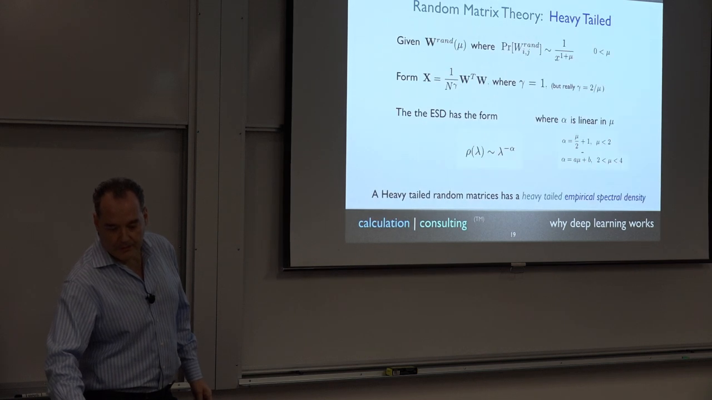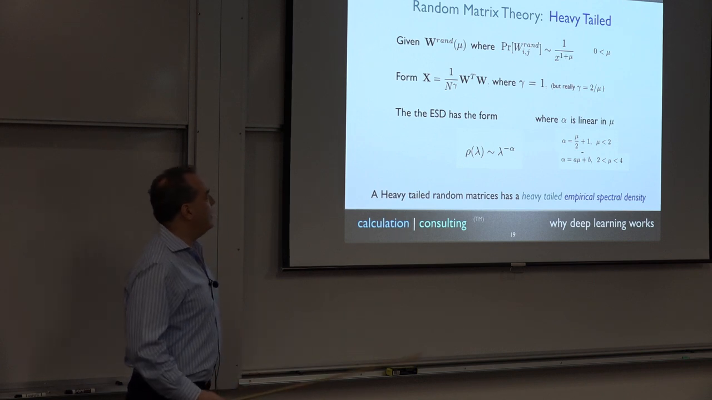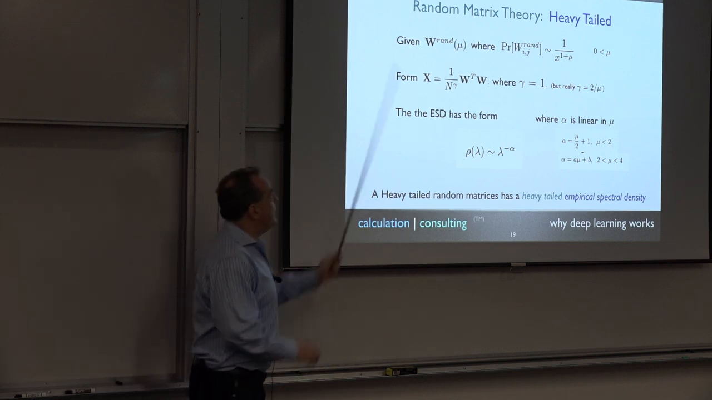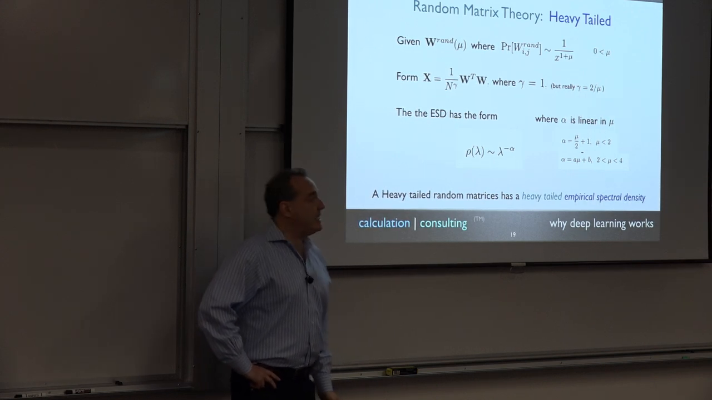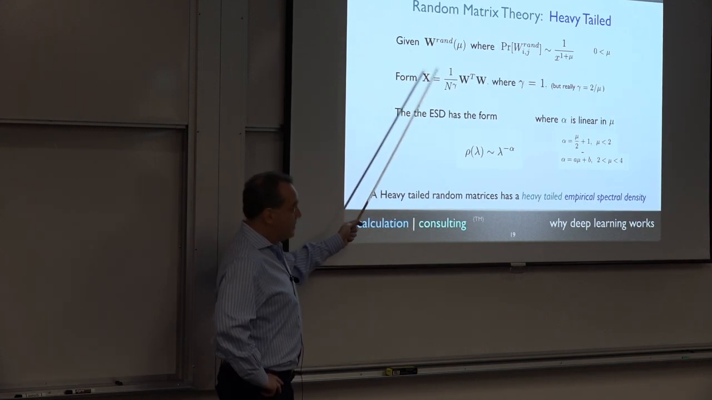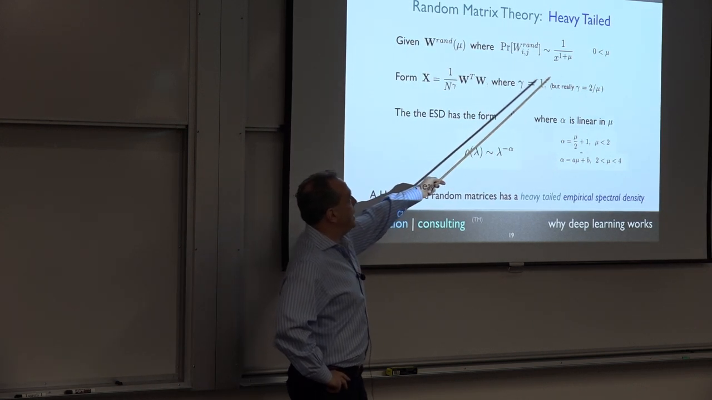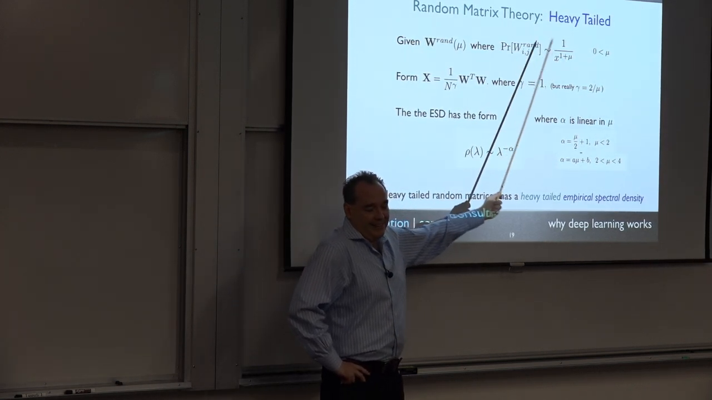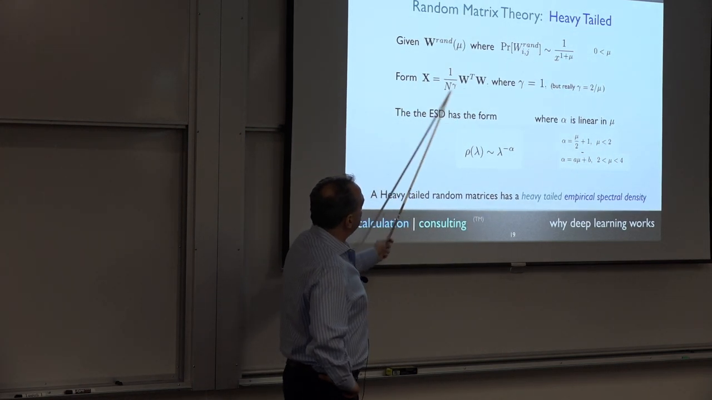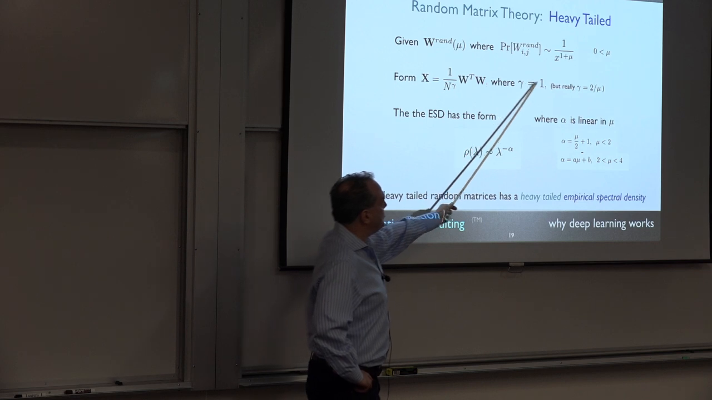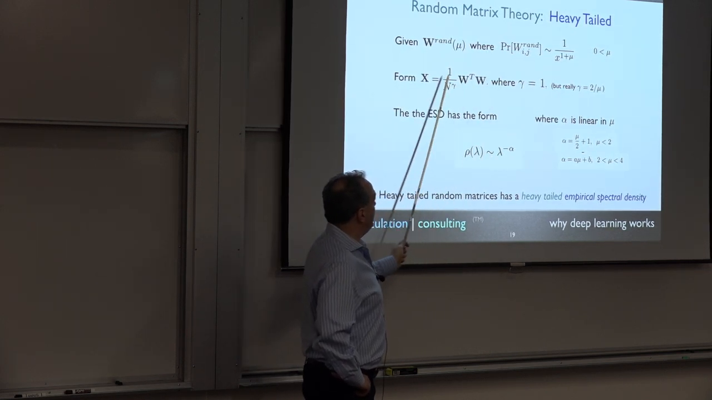So the idea being that, in addition to the Marchenko-Pasteur theory, it turns out there's another variant of random matrix theory, which is heavy-tailed. And what this theory says is that if I take a random matrix where I draw the elements from some heavy-tailed distribution, like a Pareto distribution, and I form the correlation matrix and I normalize it in this way where gamma is 1. And pay attention, this normalization is going to be important later when you do this.